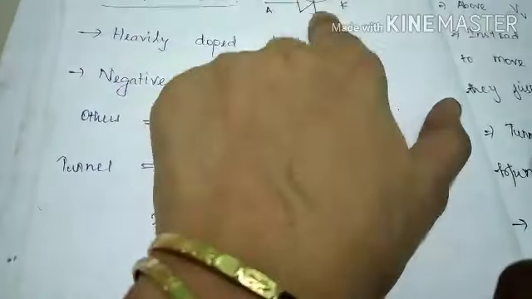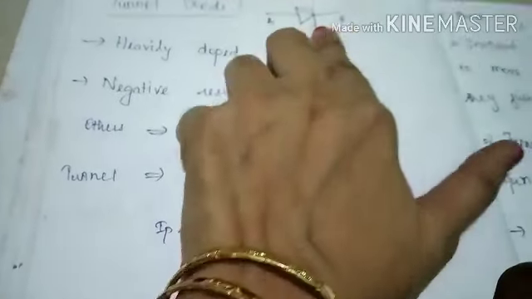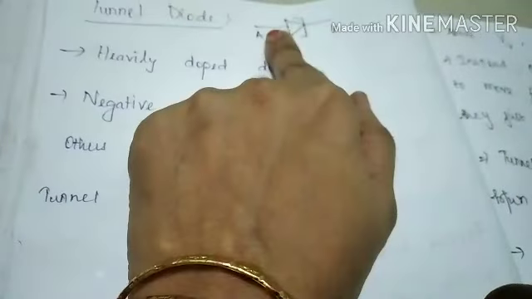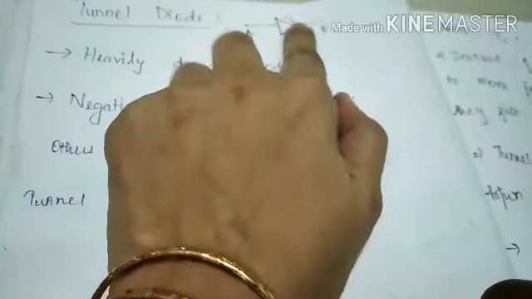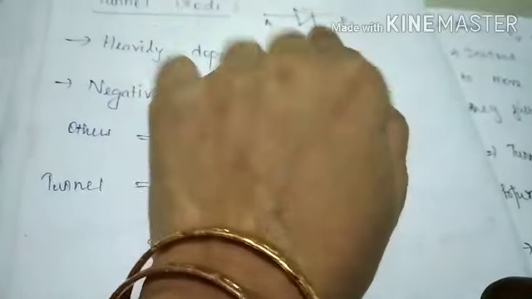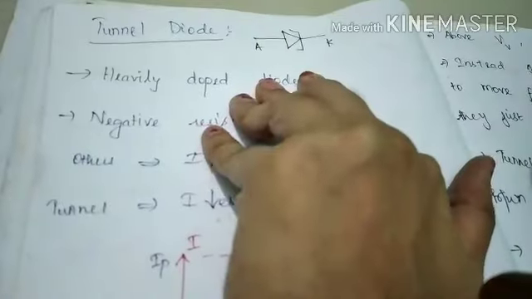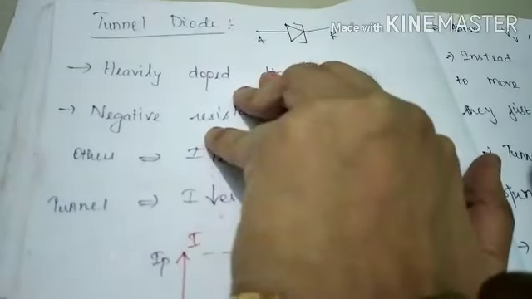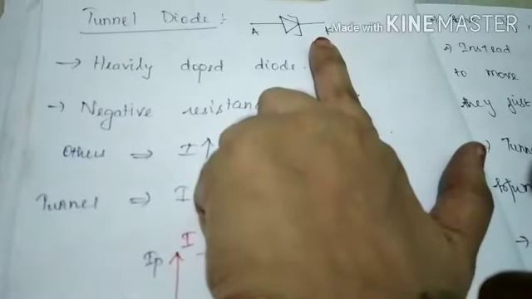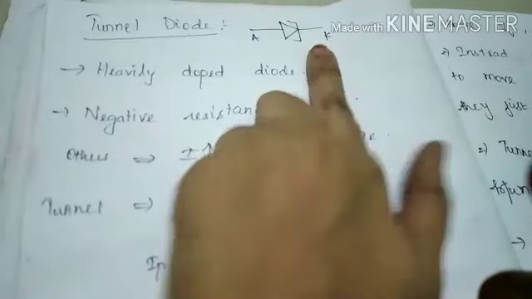The only difference between the symbol of the tunnel diode and the symbol of the Zener diode is, see here, in the cathode terminal we have a Z shape in the Zener diode, but here we have a reverse C. Right? So this is the symbol for the tunnel diode. Please listen carefully. It has an anode and a cathode, two terminals. So this is also a two terminal device, right?